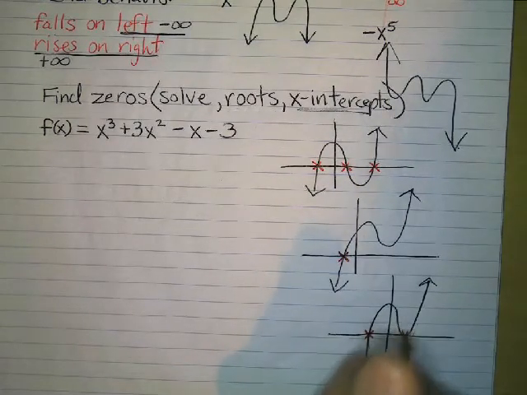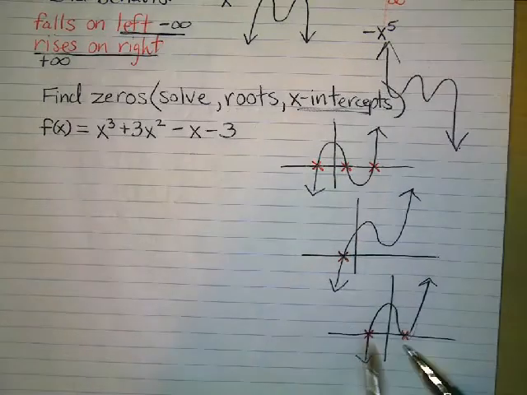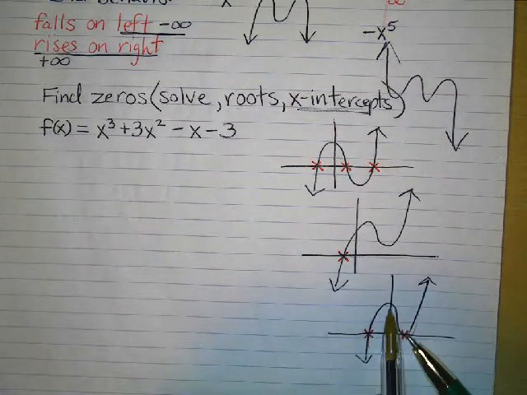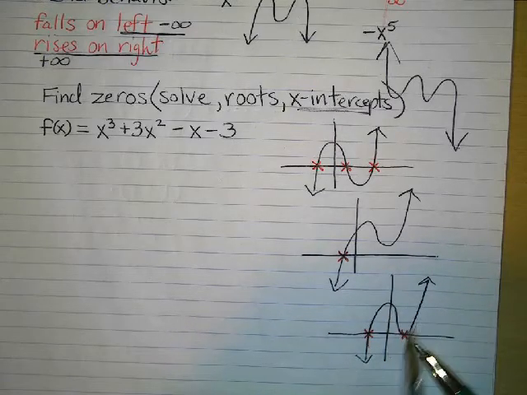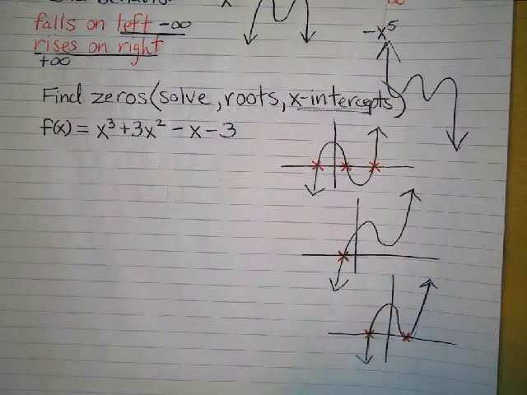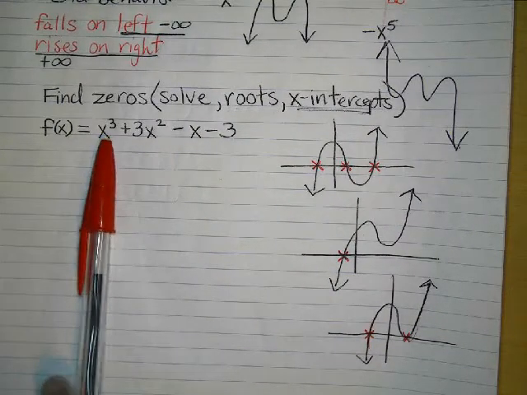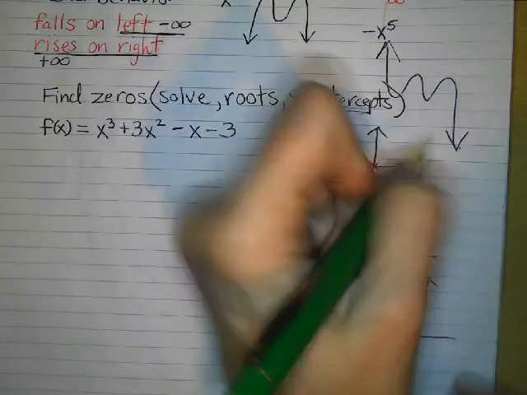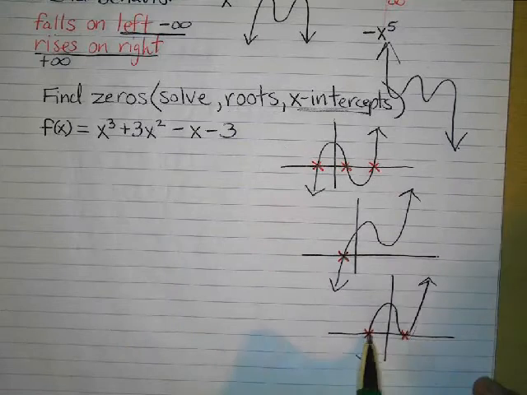They say it like hits it and turns right away. This one only has 2 answers. They call this a double root right there, where it just hits it and turns right away. So this one only has 2 answers. Alright, so those are the scenarios that can happen. On an x to the third graph, it could hit the x-axis 3 times, it could hit the x-axis just once, or it could hit it twice.